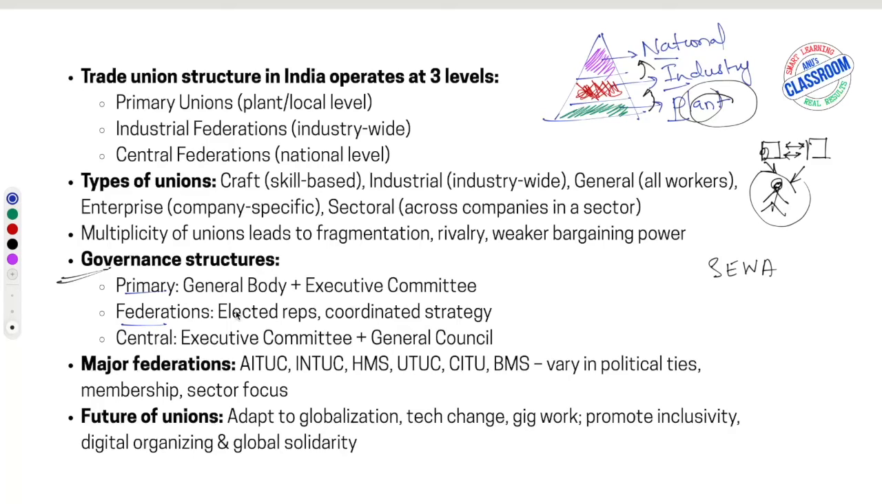Leaders will be elected by affiliated unions, and they will handle coordination across companies. It ensures unity in action. And then coming to the central level, things become even more formal and hierarchical. There is an executive committee and a general council with representatives from all over India. These big federations influence national policies and labor laws.